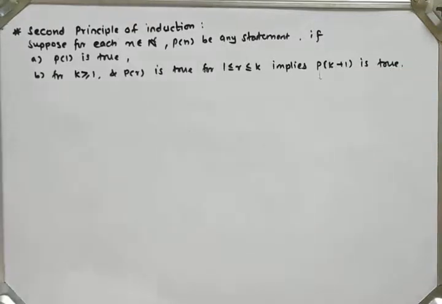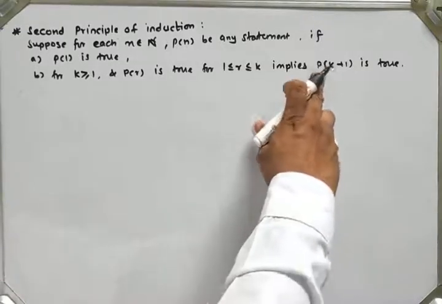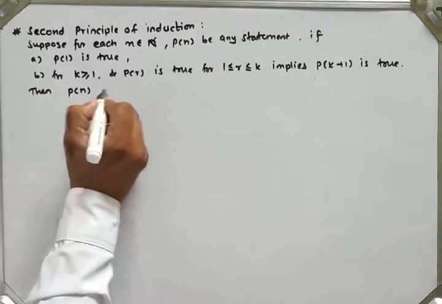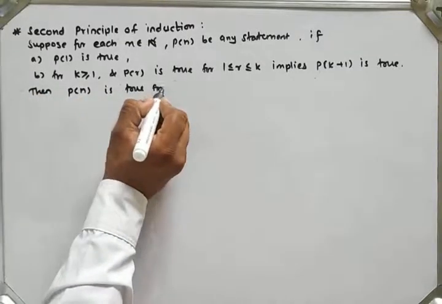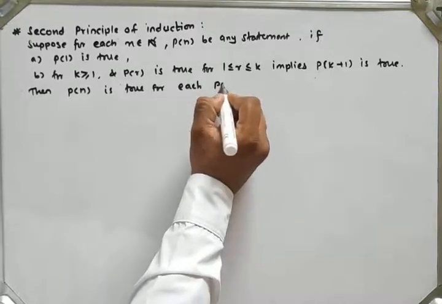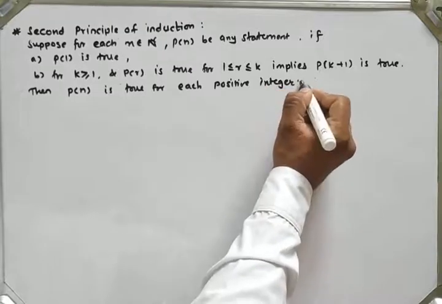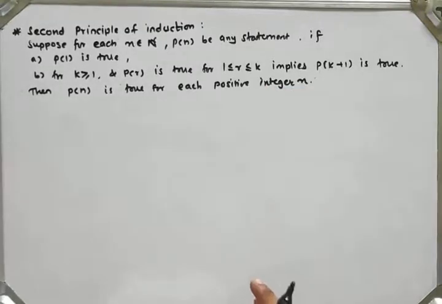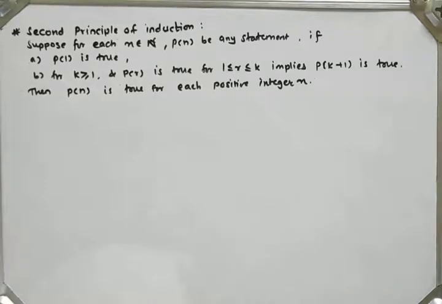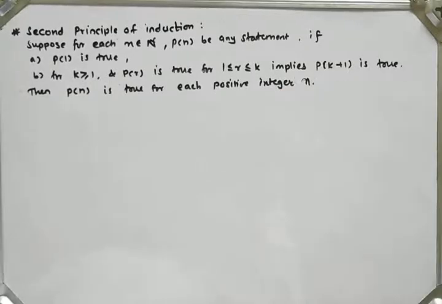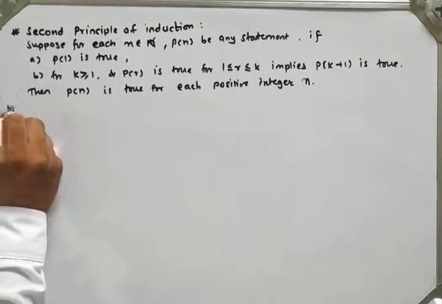This is the second principle of induction. So here, if P(k+1) is true, then P(n) is true for each positive integer n. So the statement is true for all integers n. We will see examples. So take an example.